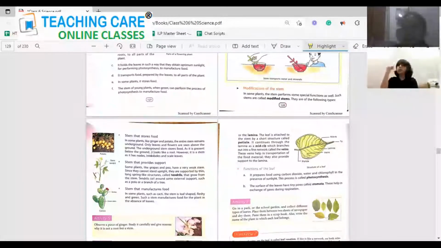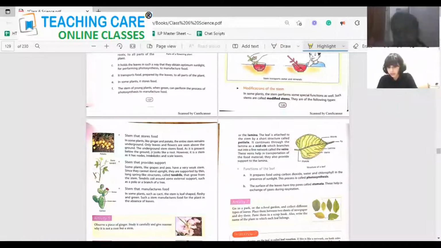In some plants like ginger and potato, the entire stem remains under the ground. Only the leaves and the flowering parts are above the ground, so it acts as a storage for the plant. As it is present below the ground, it looks like a root, but however ginger and potato are actually stems, with nodes, and the internodes are the scaled leaves. Interesting, isn't it?